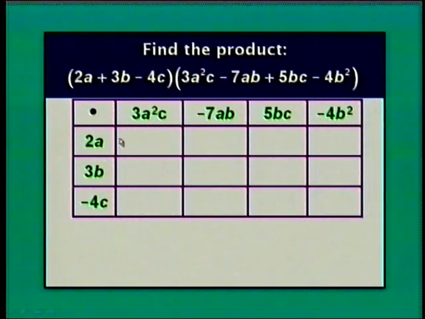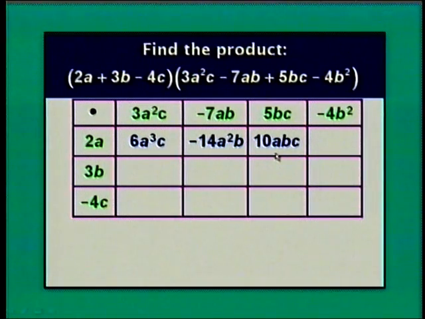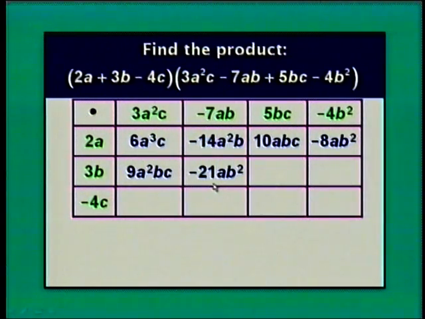So when I multiply 2a by 3a squared c, I get 6a cubed c. When I multiply 2a by negative 7ab, I get negative 14a squared b. When I multiply 2a by 5bc, I get 10abc. When I multiply 2a by negative 4b squared, I get negative 8ab squared. Moving on to the next row, when I multiply 3b by 3a squared c, I get 9a squared bc. When I multiply 3b times negative 7ab, I get negative 21ab squared.